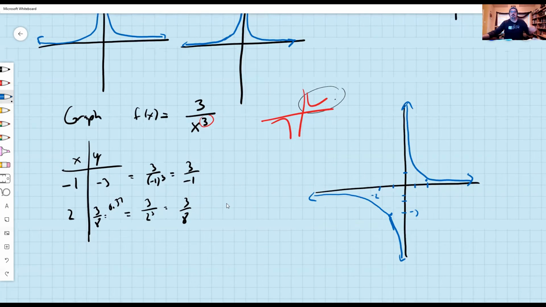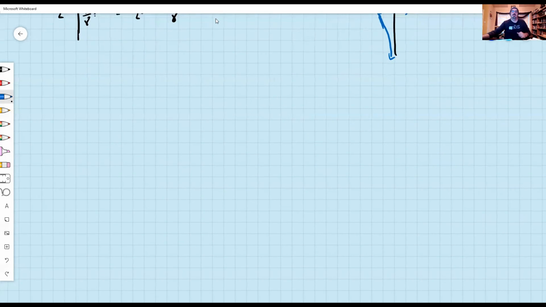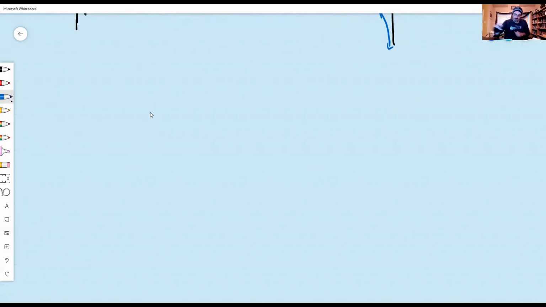Finally, we have two more to go. Next common form is a x to the 1 over n. And remember, if you have a rational exponent, that means you actually have radicals. So we're looking at a times the nth root of x.